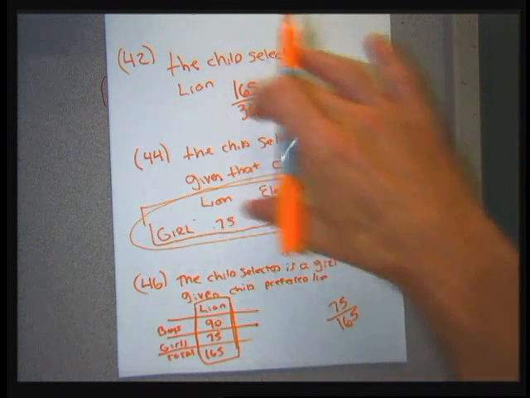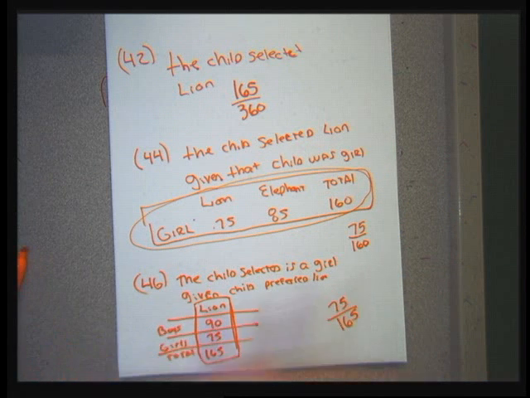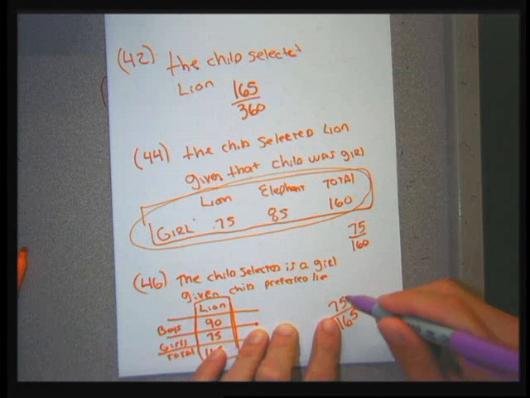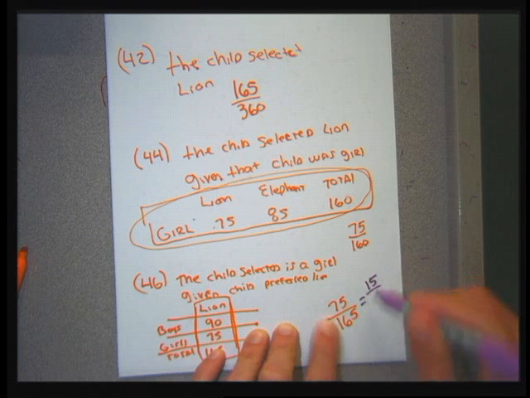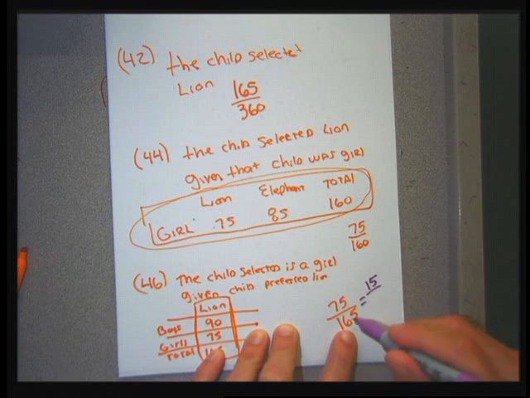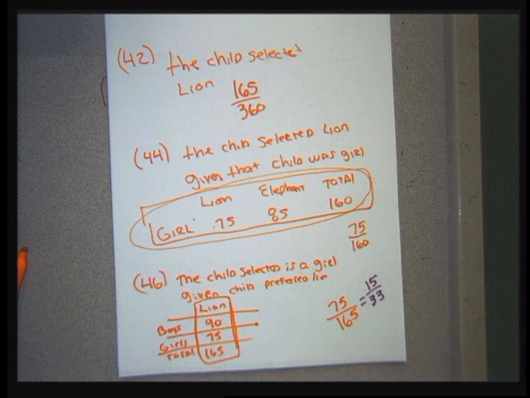All of the fractions that I have on this sheet you should reduce. I can attempt to reduce this, but it might be bad. If I divide this by 5, 75 divided by 5 is 15. If I divide 165 divided by 5, I get 33. So that would be 15 over 33 for an answer.